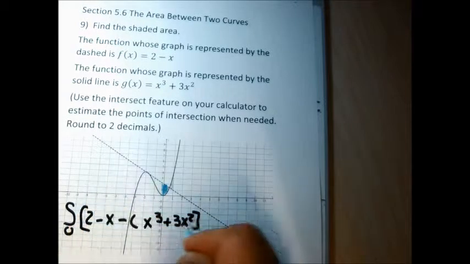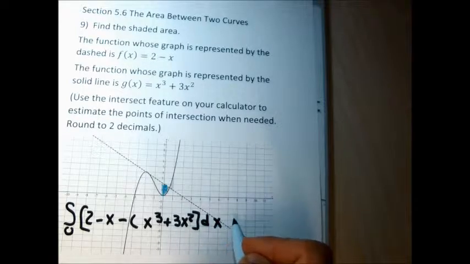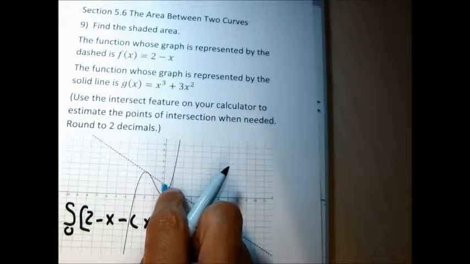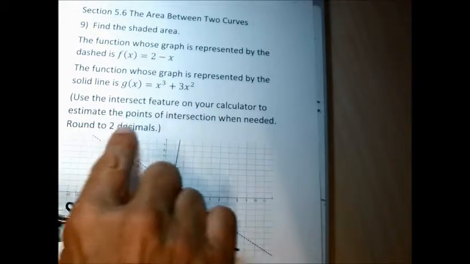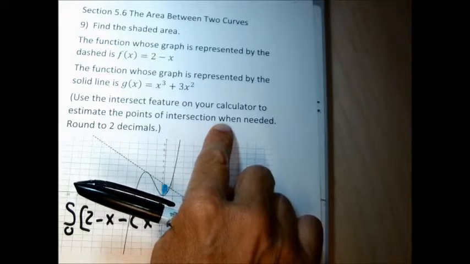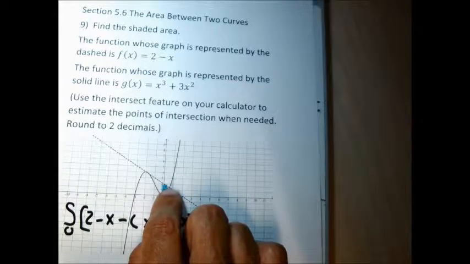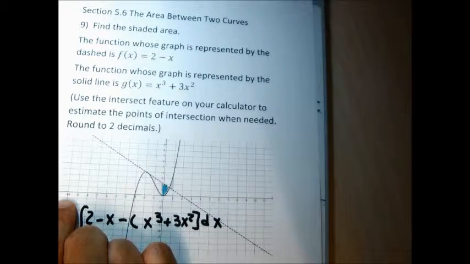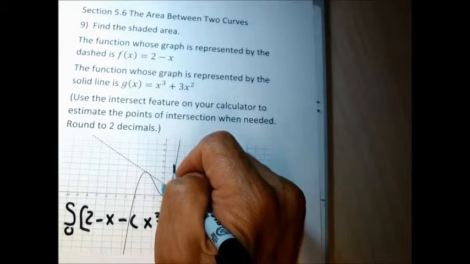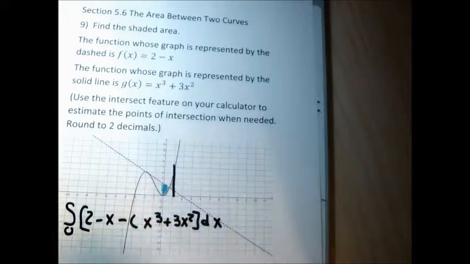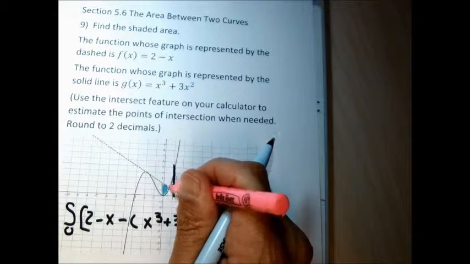This problem gives an extra twist, and that extra twist is I don't know where the two graphs intersect, and I said use the intersect feature on your calculator to estimate the points of intersection when needed. So I need to get the x coordinate of this point to know where to stop integrating this area and where to start integrating for this area, because the next area I'm going to do is going to be that little small area right here.